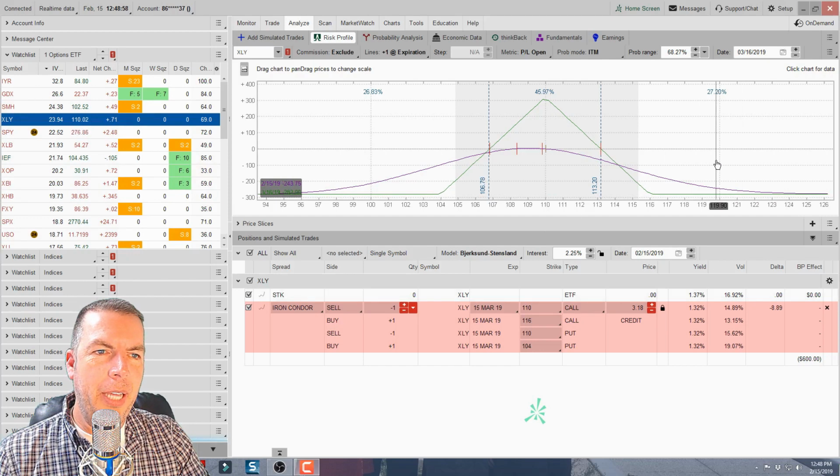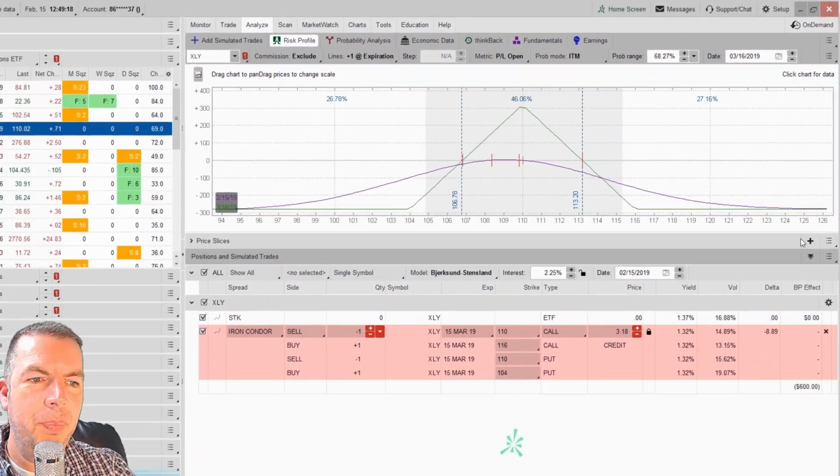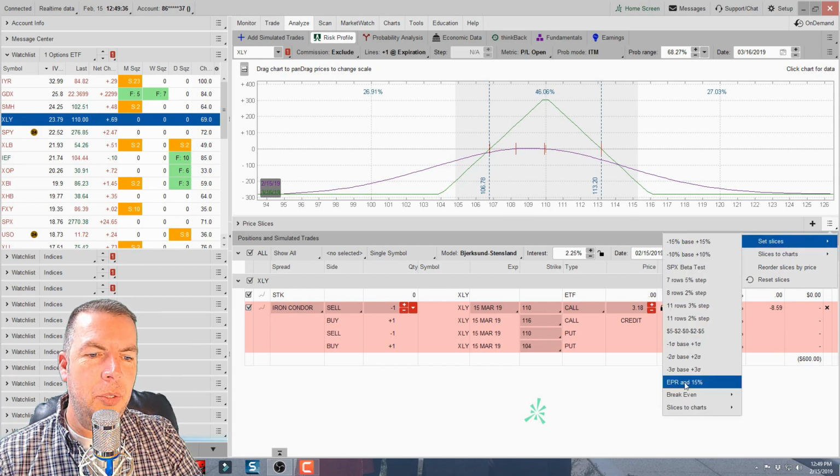Before we actually do that, when you're analyzing a trade, make sure that you have the expiration date up here in this window. We're looking at the March series, so we want to make sure that we have the March expiration date in this window. Otherwise, all these numbers are not going to match up. One thing I needed to do here, guys, is these numbers are not exactly right because I did not set these slices yet to the break-even points. They're very close, but to do that, you need to come in here and go set slices to break even on the expiration day.